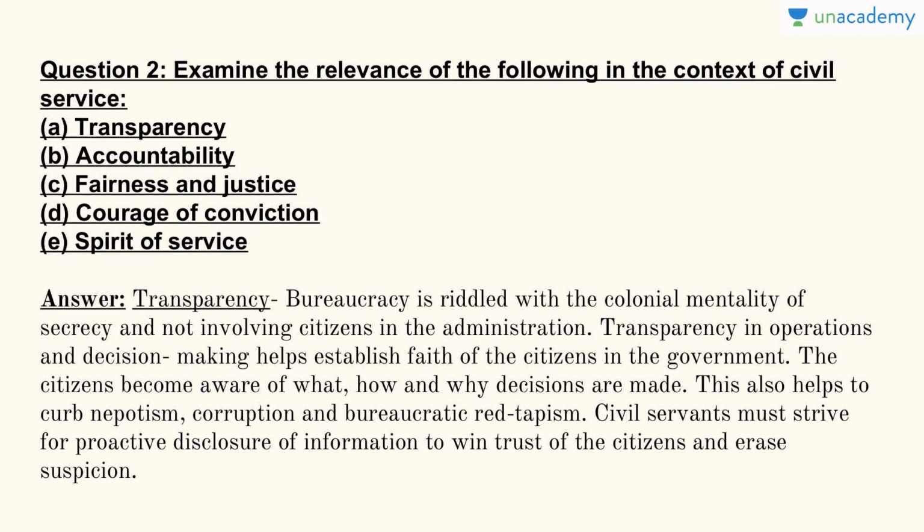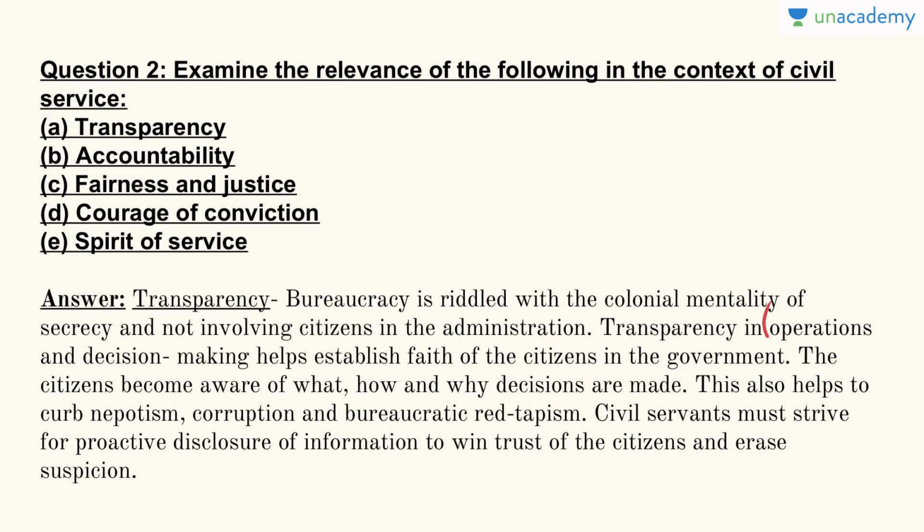Question number 2. Examine the relevance of the following in the context of civil service: transparency, accountability, fairness and justice, courage of conviction, spirit of service. So let us talk about transparency. Bureaucracy is riddled with the colonial mentality of secrecy and not involving citizens in the administration. This is there. Okay, this is not only for India, this is for the US, Western Europe, everywhere. They don't like transparency. Okay.